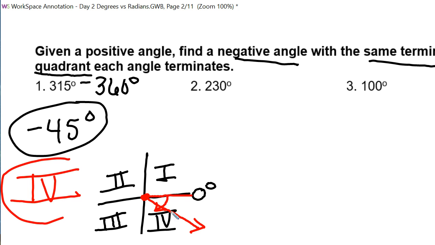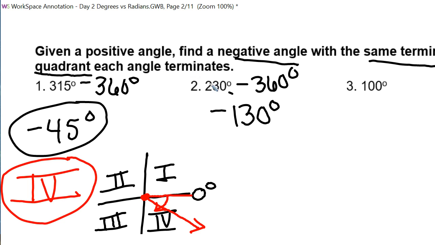Next one, number 2, 230 degrees. To find the negative coterminal angle, subtract 360 degrees. And what's 230 degrees minus 360 degrees? Negative 130 degrees. So there's the first answer.